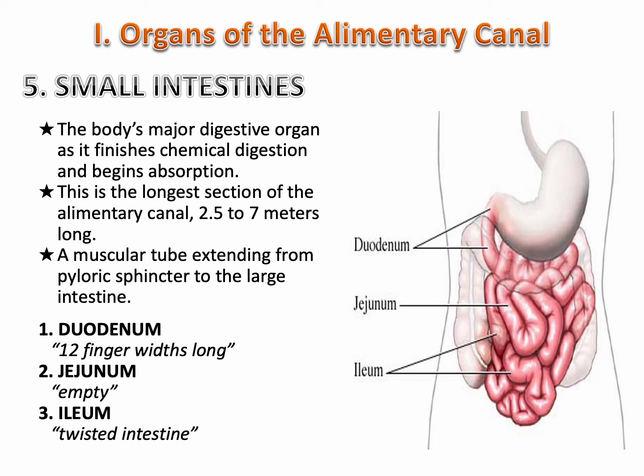The small intestines is the longest section of the alimentary canal, 2.5 meters to 7 meters long. Imagine how long it is. It's also a muscular tube extending from the pyloric sphincter papuntang large intestine. So we have the 3 divisions: duodenum, 12-finger width long; jejunum is called the empty intestine; and the ileum is the twisted intestine.